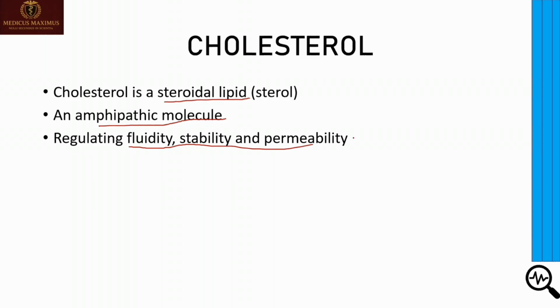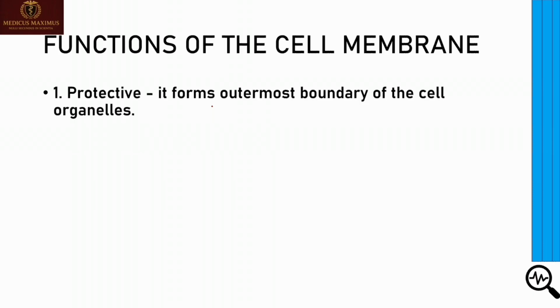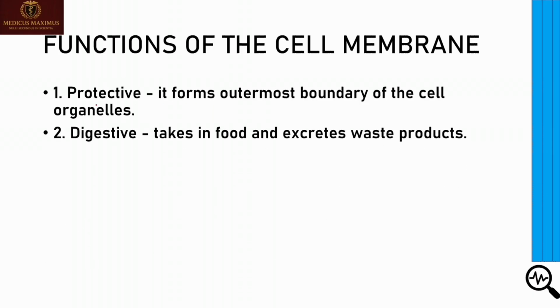Functions of the cell membrane. The cell membrane does far more than act as a barrier. Its major functions include: 1. Protection, forms the cell's outer boundary and shields internal structures. 2. Digestion and excretion, helps take in nutrients and remove waste via vesicles.